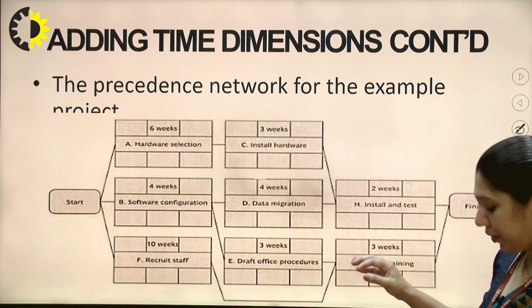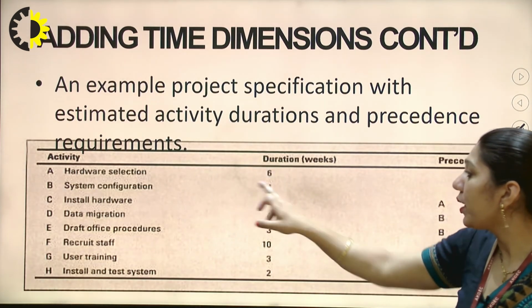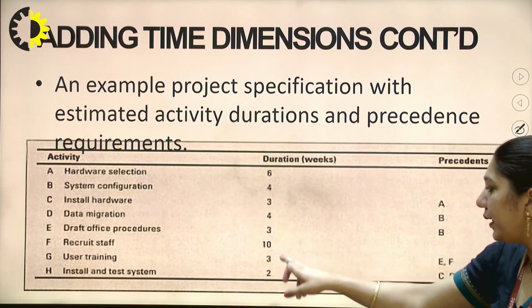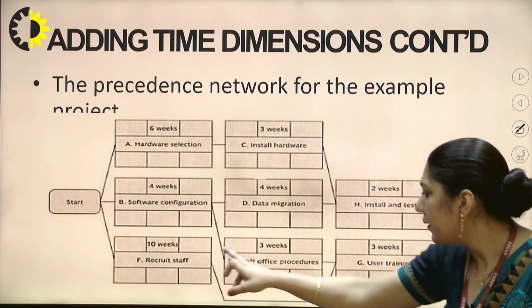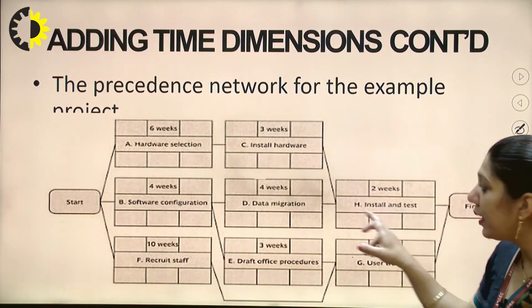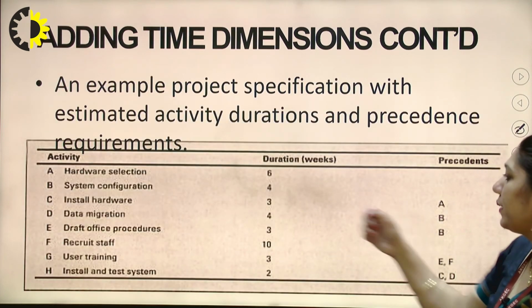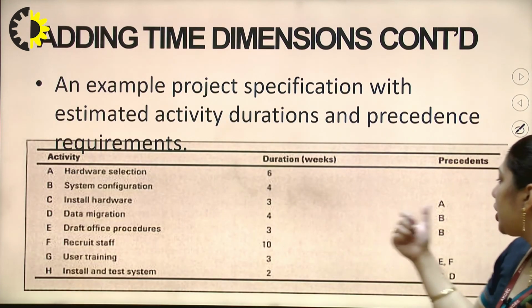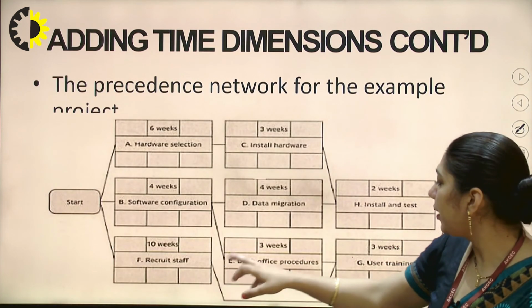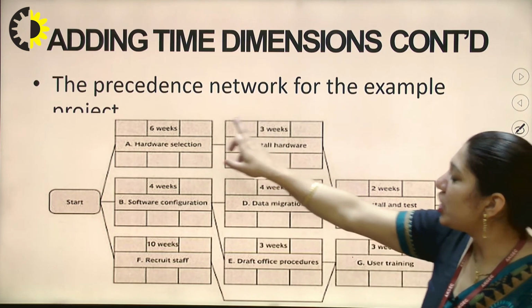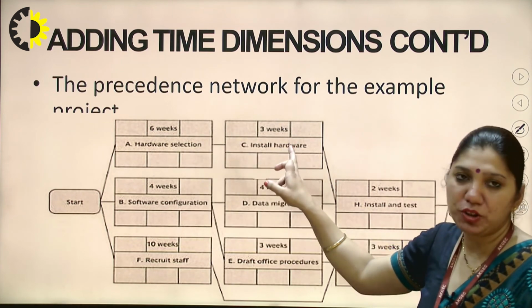If I talk about the previous slide, for example, the duration of the hardware selection is 6, system configuration is 4, installation hardware is 3, similarly 4, 3, 10. So these durations are mentioned here itself, the 3 weeks, the 6 weeks, the 4 weeks, isn't it? And the connectivity between the nodes is done with the help of the precedence network. For example, for completion of the installation hardware, it should be connected to the A part. So we can check here that the installation of the hardware should have connectivity with A. Firstly, A should be complete, then the installation of hardware should be done.